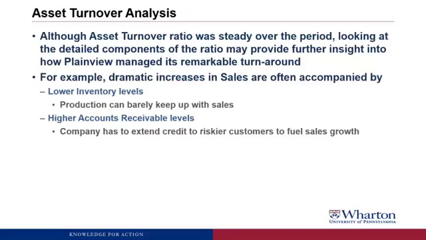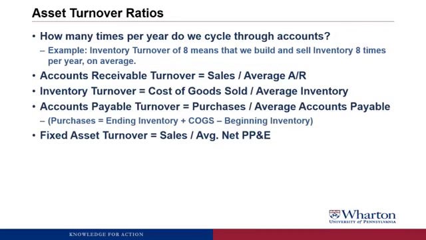For instance, companies that have dramatic increases in sales are often accompanied by lower inventory levels, so production can barely keep up with sales, so our inventory tends to go down, and higher accounts receivable levels as the company has to extend credit to riskier customers or give more generous terms to help try to fuel that sales growth. And if you recall earlier when we looked at the statements, we did see some weird things happening with receivables and inventory, so we're going to do a formal analysis of that coming up now.